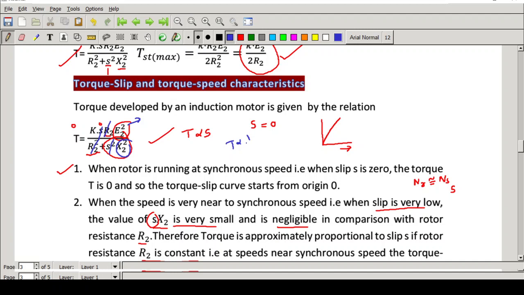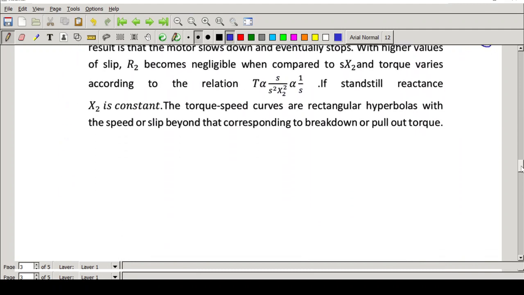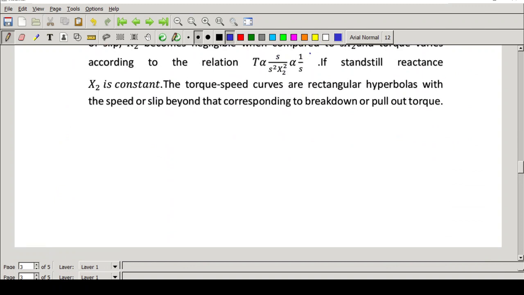That is, after attaining the maximum torque, if we go on increasing the slip due to the increase in the load, what will reduce? Rotor speed will reduce. When the rotor speed reduces, slip will increase. When the slip increases, S into X2 will increase, so R2 we can neglect. If we assume X2 to be constant, finally the equation becomes K into S by S squared. So S and S will get cancelled, and finally what we get is torque is inversely proportional to the slip. This is the relation we get applying this condition.